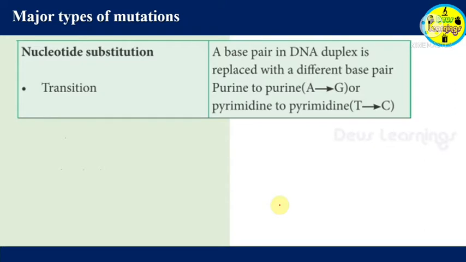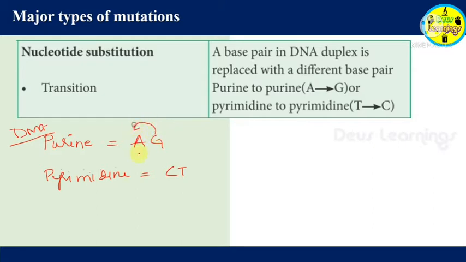As you know, purines are composed of A and G, and pyrimidines are composed of C and T. When we talk about DNA, we are talking about DNA. In pyrimidines, adenine and uracil, right? So if a transition happens, G will be replaced by A, or A will be replaced by G, vice versa, or C will be replaced by T, or T will be replaced by C.